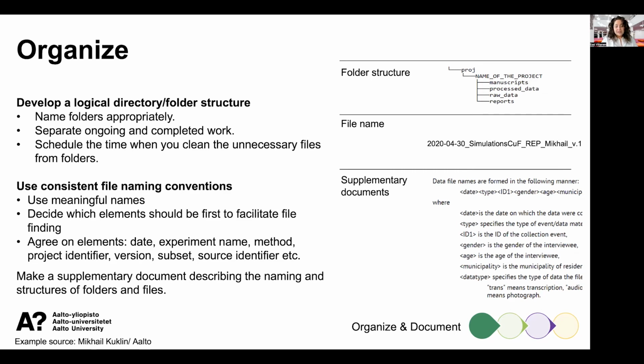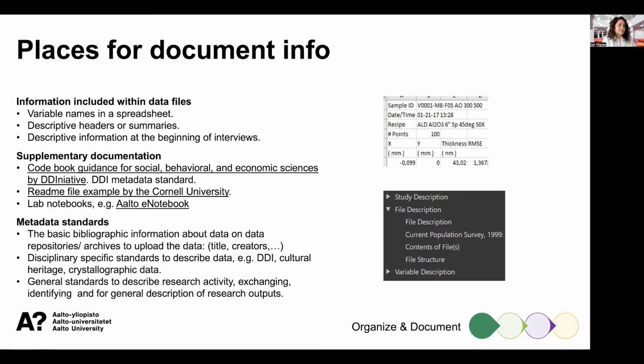So if someone from outside of your project would come in, they would be able to navigate your system of filing. And there are a few places where this sort of information can be stored. So document information can be included within data files. So variable names, if you have a spreadsheet, you might have the variable names there, descriptive headers or summaries, and descriptive information, for example, at the beginning of interviews.